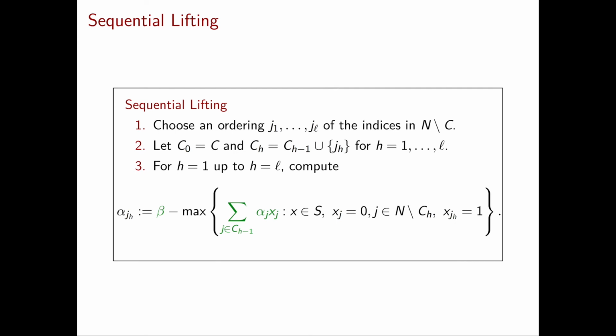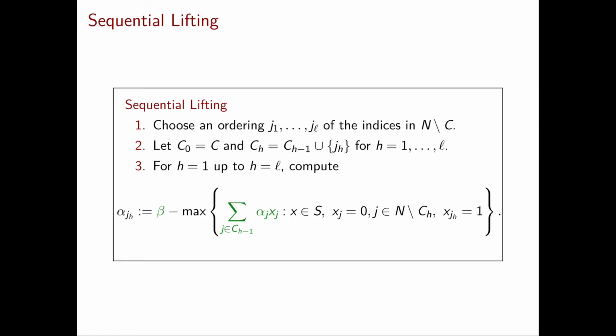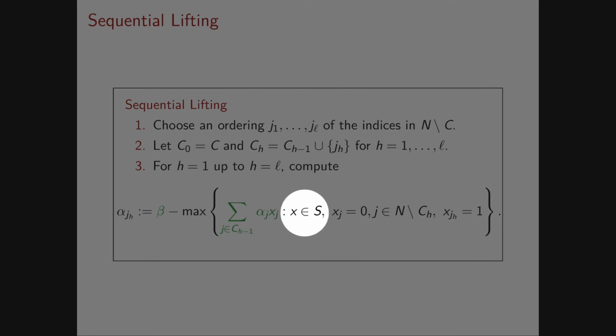Now we're only left with the question, how should you calculate alpha jh? And for this, we just need to apply the proposition. We have that alpha jh is beta, this never changes, it is the original right hand side, minus the max of the sum of alpha j xj for j in Ch minus 1, and this is the left hand side of the lifted inequality obtained so far, such that x is in S and xj is 0 for every j in N minus Ch, and xjh equal to 1.